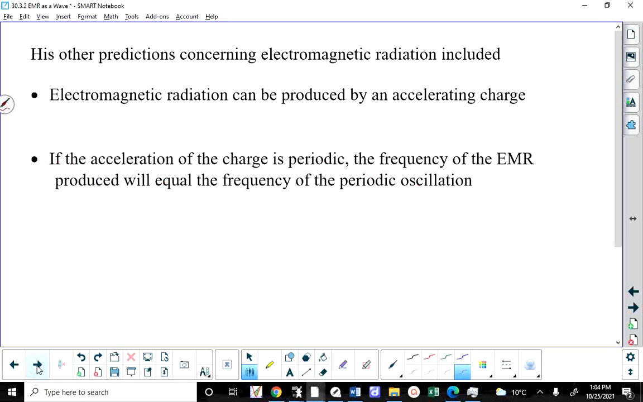If the acceleration of the charge is periodic, like me dipping my foot in and out of the water at a regular rate of 5 times per second, I produce a water wave with a frequency of 5 hertz. If I shake an electron back and forth 1,000,000 times per second, I'm going to generate electromagnetic radiation with a frequency of 1,000,000 hertz. So whatever the frequency of the periodic motion is, that's the frequency of the EMR.